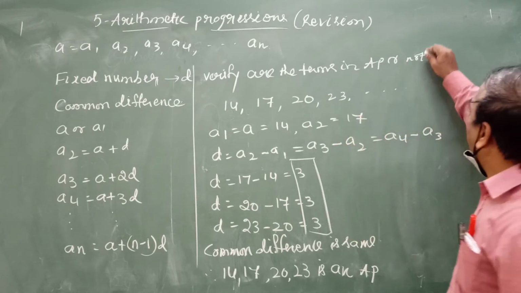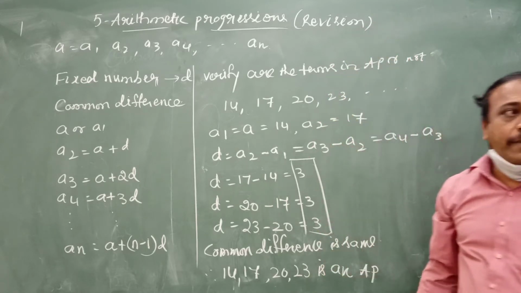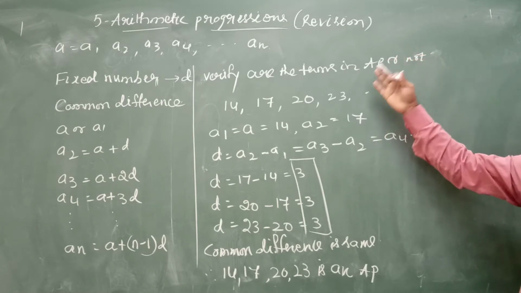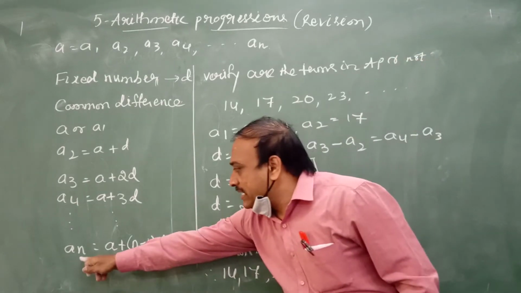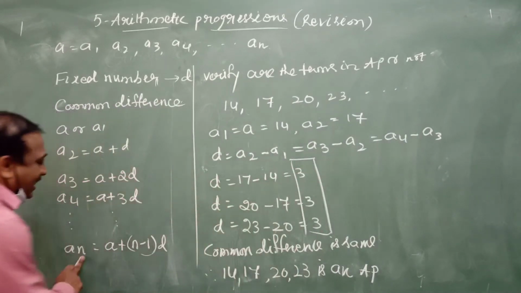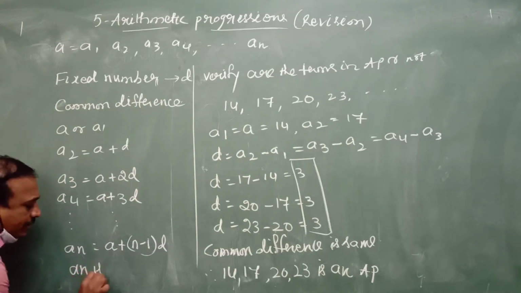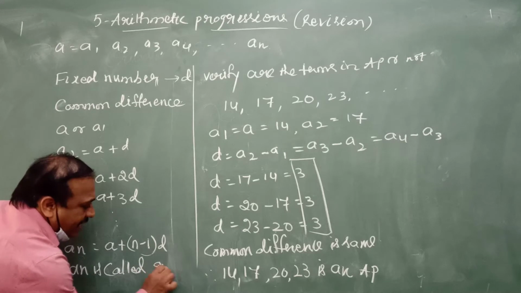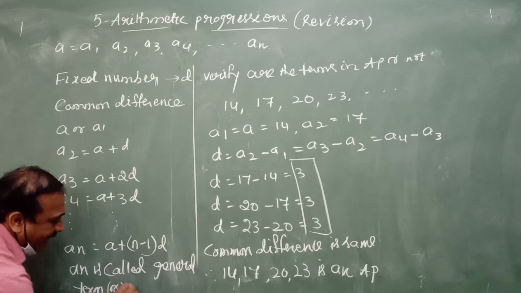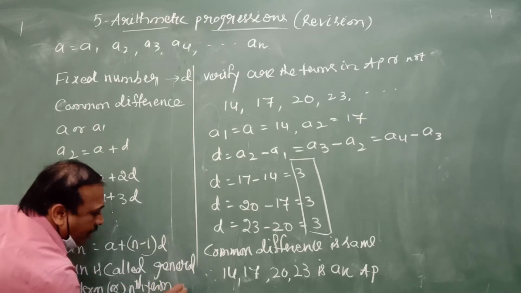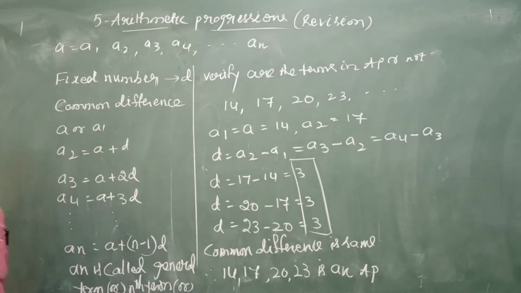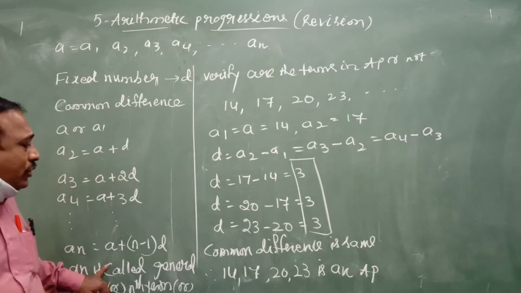Now, in continuation of that question, if they ask to find the 20th term or 21st term in this series, then we have An is equal to A plus n minus 1 into D. What do you call An? This is called the general term, or nth term, or last term. Clear? An is equal to A plus n minus 1 into D.